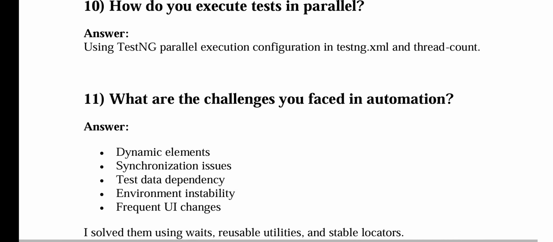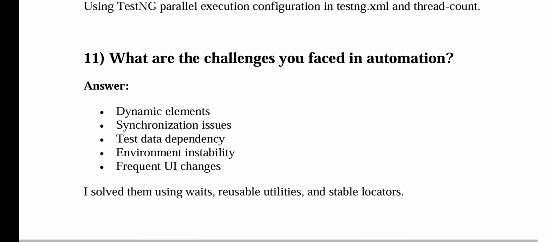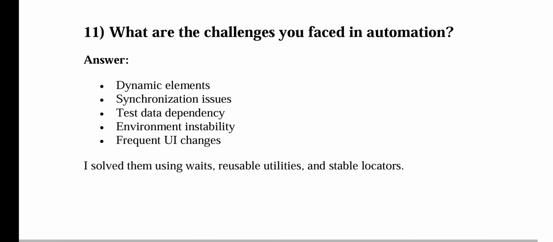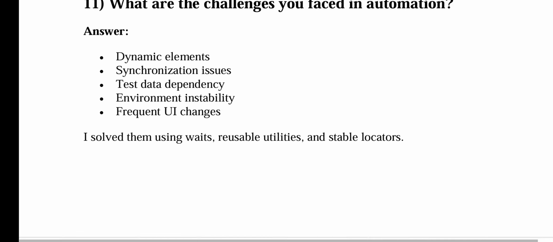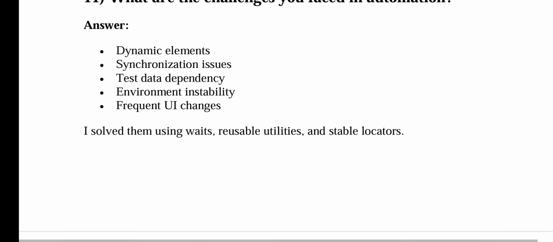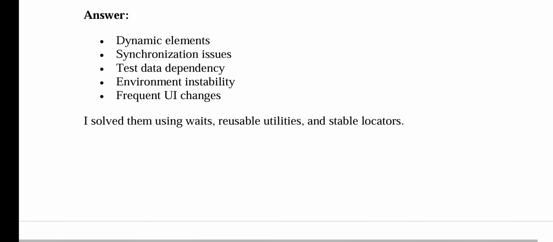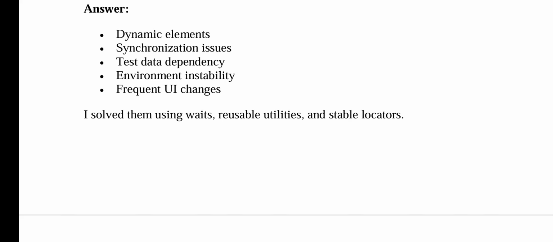Okay, now what are the challenges you faced in automation? You can tell some frequently faced challenges in your real time, for example, locating dynamic elements, synchronization issues, test data dependencies, environment instabilities, and frequent UI changes. Okay, so you can tell them I have resolved this using waits, reusable utilities, and stable locators.